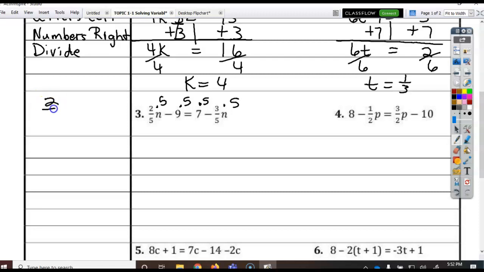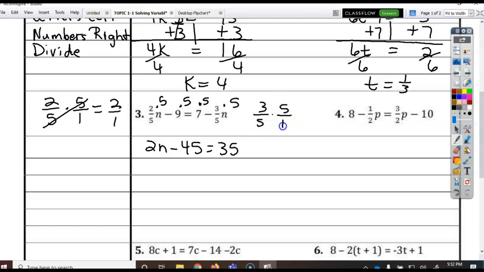When I take a fraction like 2/5 and multiply it by 5, remember 5 is the same thing as 5 over 1. So what happens is this guy crosses that guy out right there, and I have 2 over 1, which is the same thing as 2. So here this becomes 2n minus 9 times 5 is 45. 7 times 5 is 35. And then here I've got 3/5 times 5, again, over 1. Those cross out, and I get 3 over 1, which is 3, so that's a minus 3n.